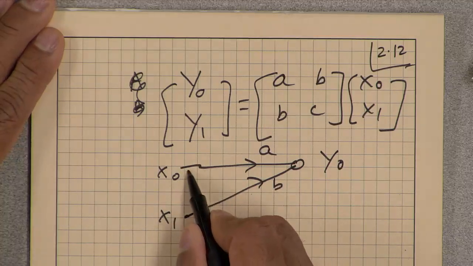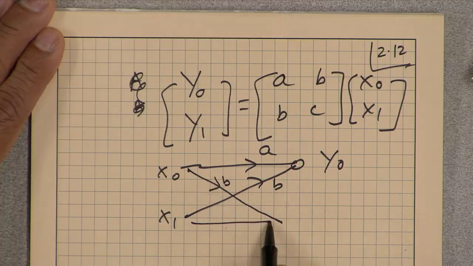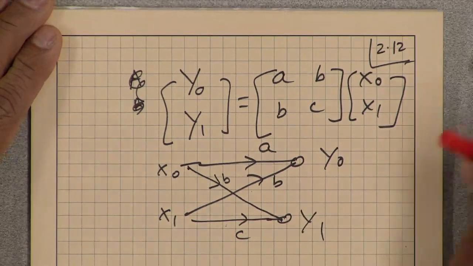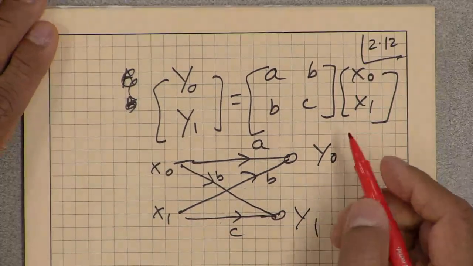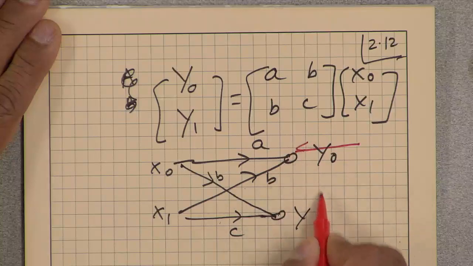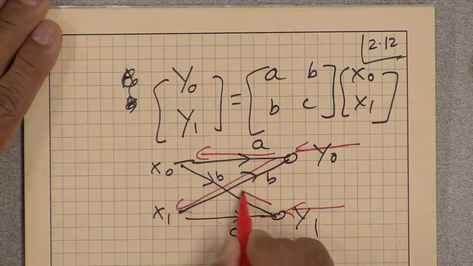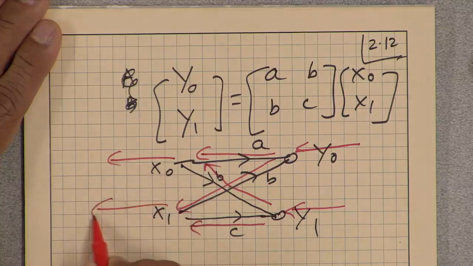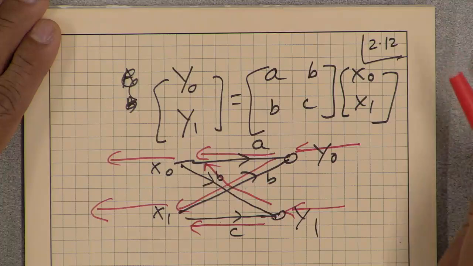y1 is B times x0 plus C times x1. Because this matrix is symmetric, if I just transpose it, so these outputs become inputs, these arrows go that way, this arrow goes that way, these inputs become outputs, then the computation will remain intact.